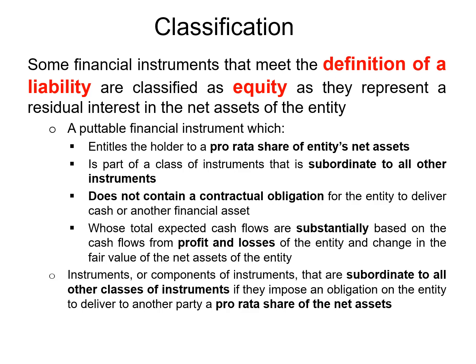So if I find myself in a situation like that, where I've got an instrument that entitles the holder to a pro rata share of the entity's net assets, or it's part of a class of instruments that is subordinate to all other instruments held on the company's balance sheet, or does not contain a contractual obligation for the organization to deliver cash or another financial asset, or the cash flows payable to the holders of those instruments are based substantially on the profits or losses of the organization, then in that scenario, these instruments read like equity instruments. So therefore, they are classified as equity instruments in the books.